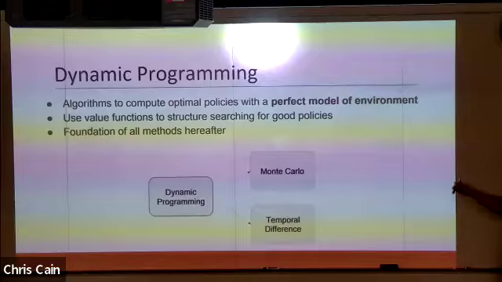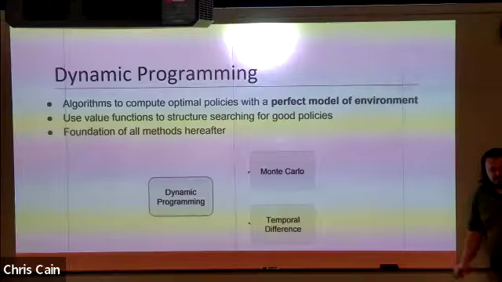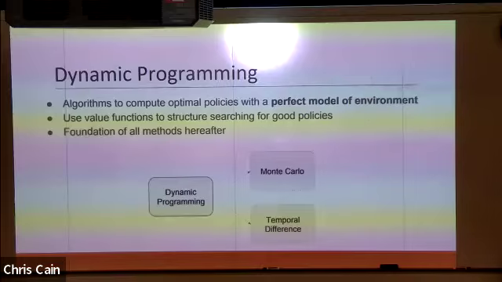So when we have a perfect model of the environment, dynamic programming is the right tool to use. When we don't have a perfect model of the environment, we have to use either Monte Carlo or temporal difference. And we will look at all three of these, and algorithms embedded within all three of these, for how to solve a reinforcement learning problem based on whether we have a perfect model of the environment.